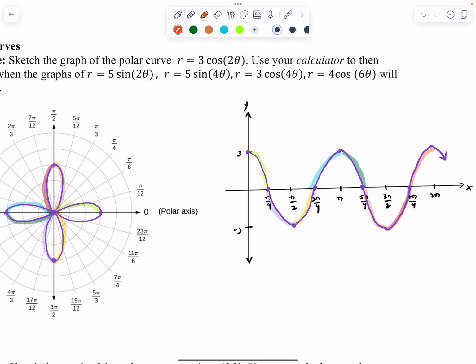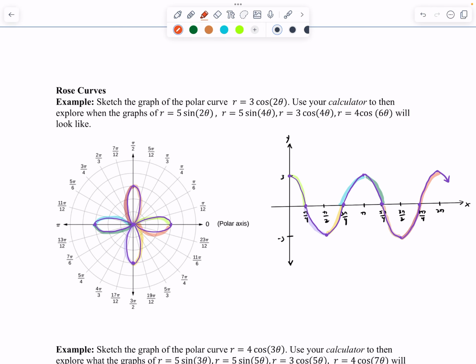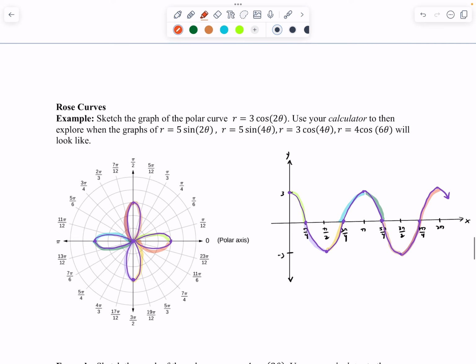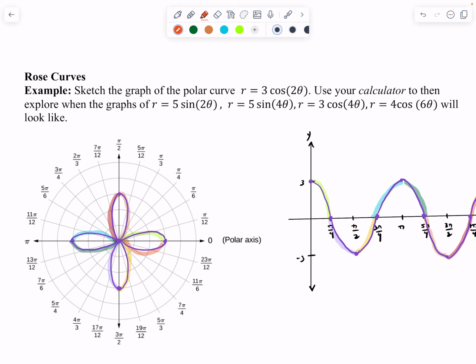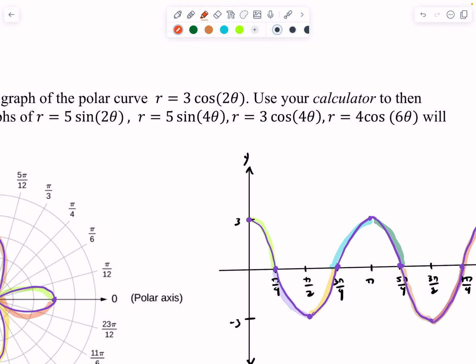So we have created our rose, referencing the graph of y equals 3 times cosine of 2x in the xy plane. There were 4 petals. This is a rose curve. There are 4 petals, and also notice how this first petal is on the polar axis, and this is a cosine equation. Go ahead and use your calculators and do your own exploration of seeing how many petals each of these equations has.